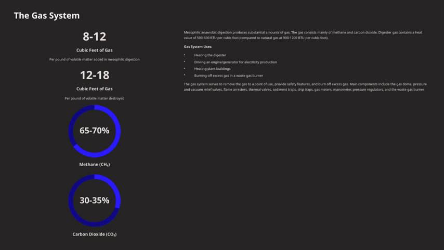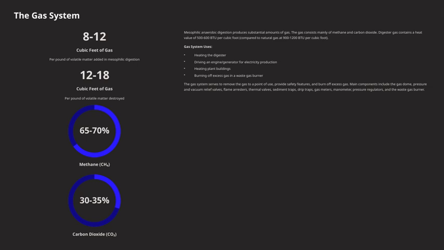Typically, the gas produced is composed mostly of methane and carbon dioxide. About 65 to 70% of this gas is methane, which is the primary component responsible for energy content, while roughly 30 to 35% is carbon dioxide. It's important to note that mesophilic digestion generates a significant amount of gas, and this gas has a heat value of around 500 to 600 BTUs per cubic foot. To put that in perspective, natural gas ranges from 900 to 1200 BTUs per cubic foot, so our biogas is a bit less energy dense.